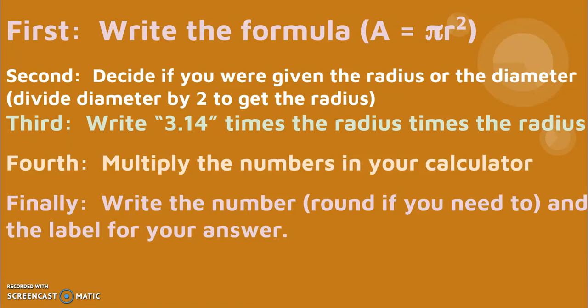Then when you go to write out your work, you should use 3.14 times the radius times the radius again. So you just write the radius twice, you multiply them. Then you want to use a calculator. That's your best bet. So put those numbers in the calculator, hit multiply, and then finally write your answer, and you may have to round, and then label your answer.